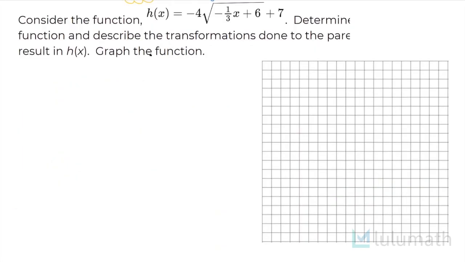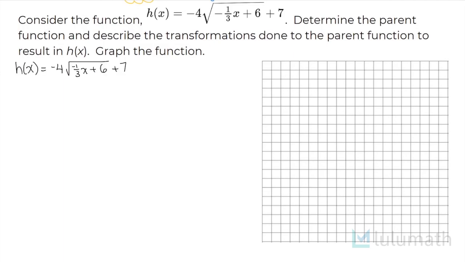All right, so let's apply that information to this question. Consider the function h of x is equal to -4 multiplied by the square root of -1 over 3x plus 6, plus 7. Determine the parent function and describe the transformations done to the parent function to result in h of x, and then graph the function.